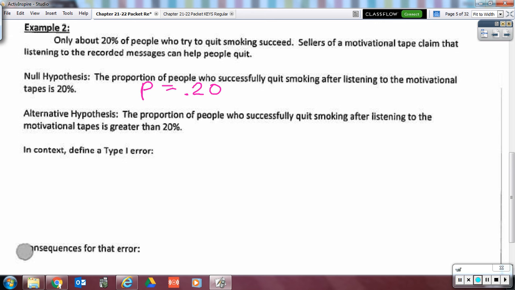So the null hypothesis is we think that the proportion of people who successfully quit is still 20%. We want to see if we have evidence that the motivational tapes are doing what? Helping more people quit smoking. So how will that alternative look? We want to see if we increase the proportion of people that quit smoking.